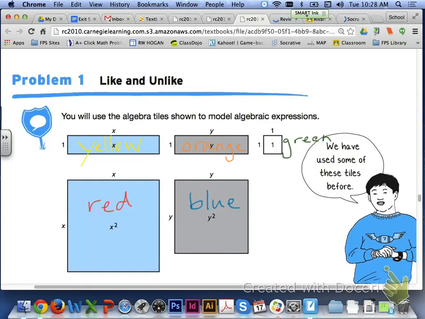Let's take a look at problem number 1 on page 576. We are going to be using algebra tiles in order to model algebraic expressions. We can also just use colored pencils in order to help us differentiate between the tiles. So I want you to use yellow to represent x, orange to represent y, green to represent 1, red to represent x squared, and blue to represent y squared.